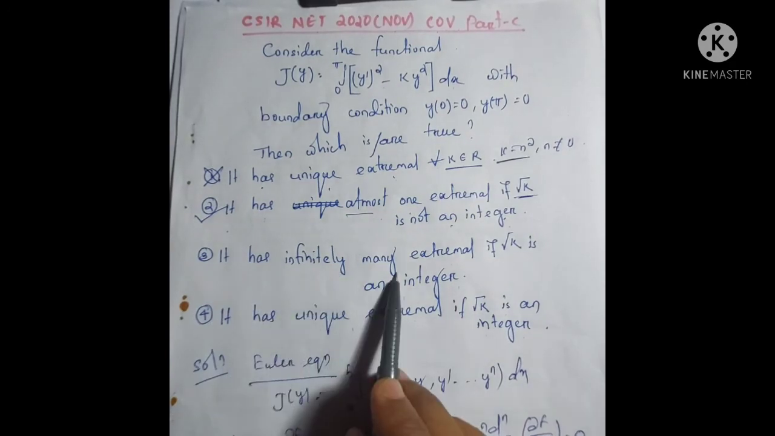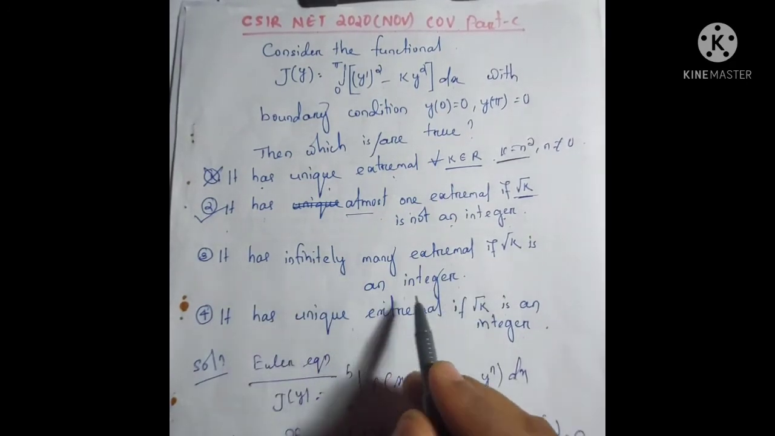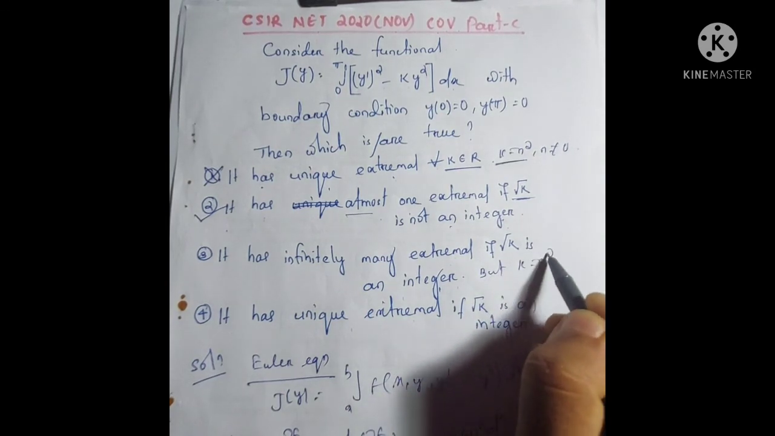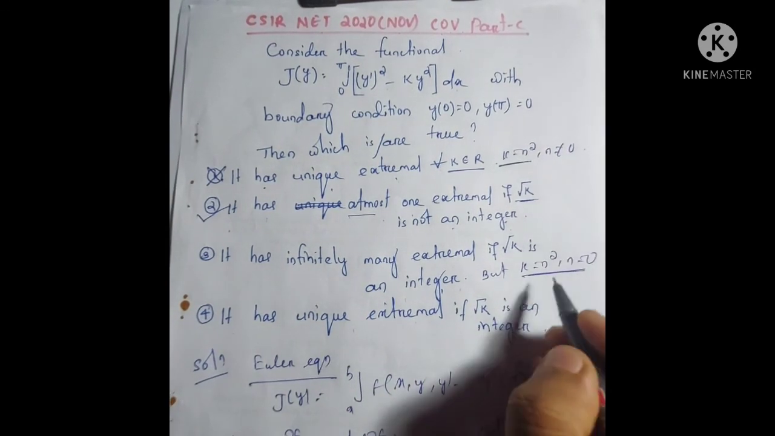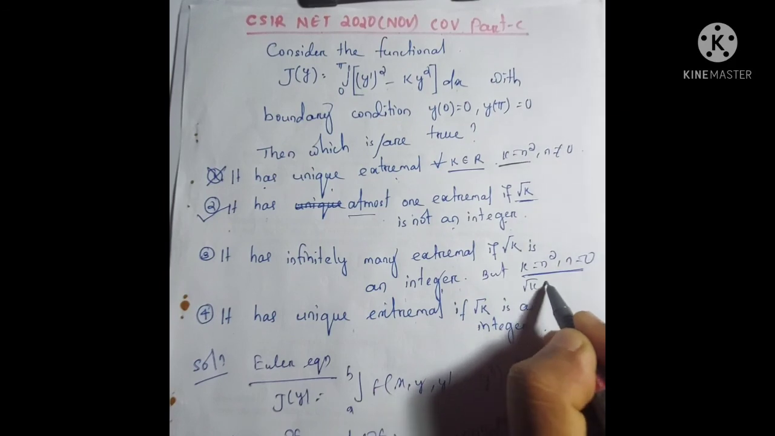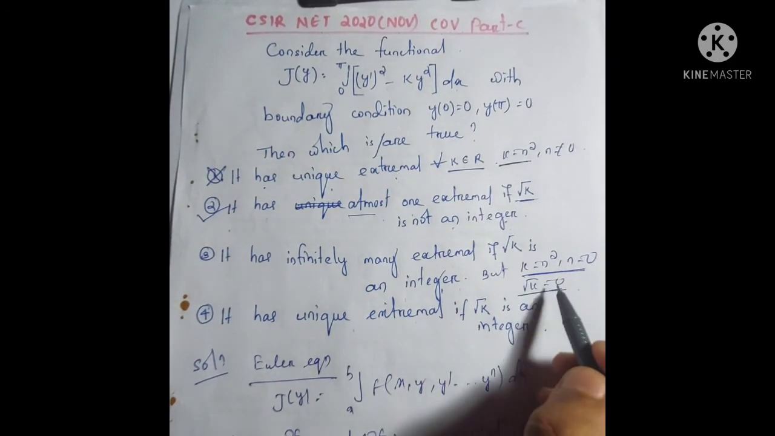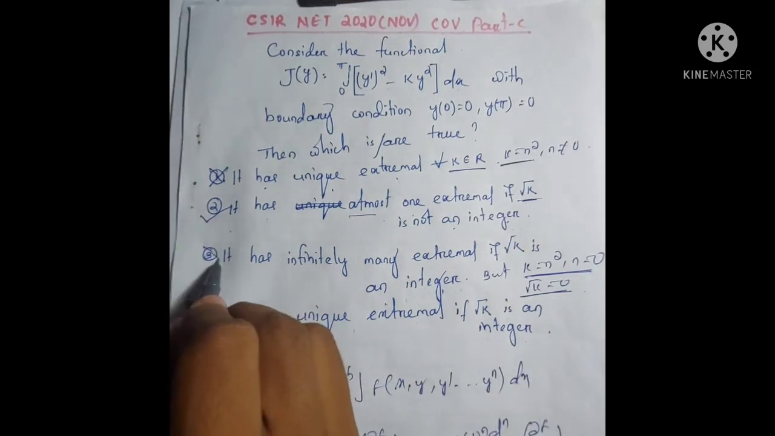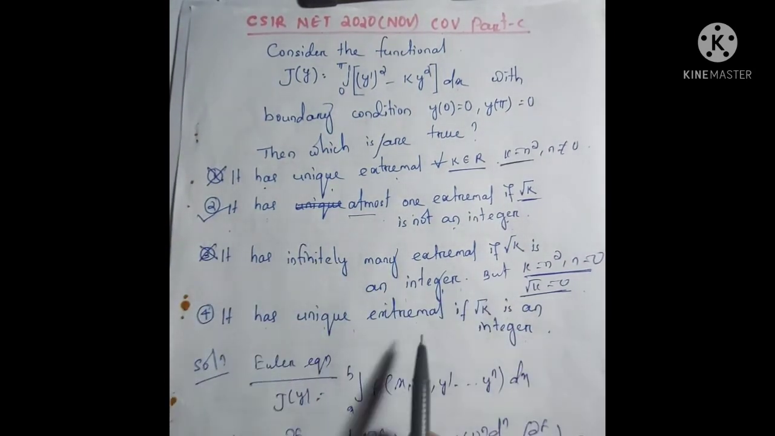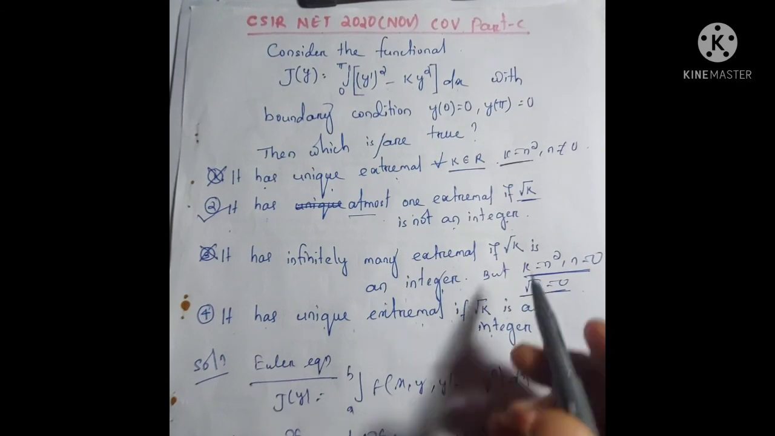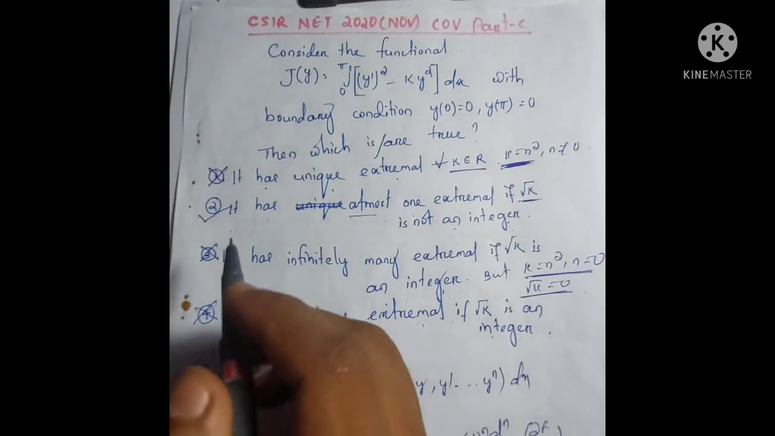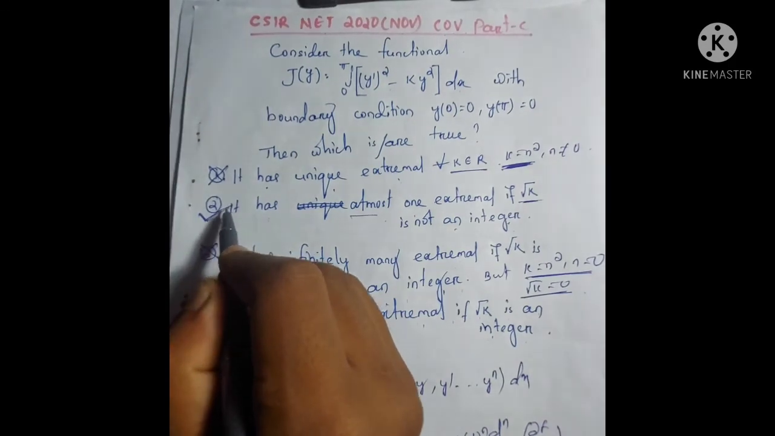It has infinitely many extremals if root k is an integer. But if we take k is equal to n square and n is equal to 0, then root k is equal to 0, an integer, but we have a unique solution. This is the trivial solution. So according to me, option 3 is also incorrect. It has a unique extremal if root k is an integer, but for this situation we have infinite solutions. So option 4 is also incorrect.